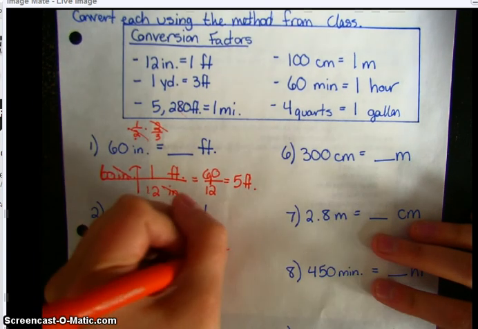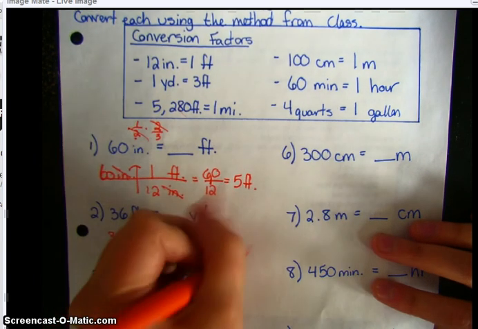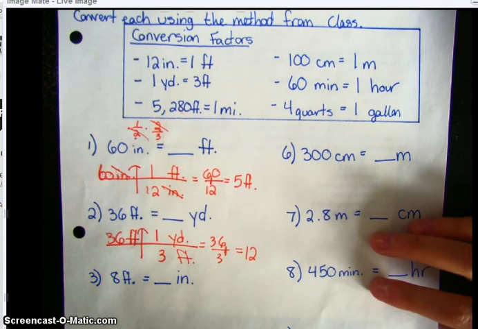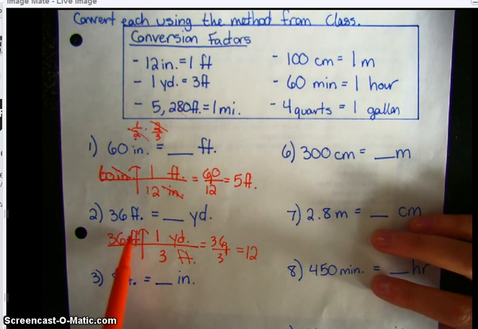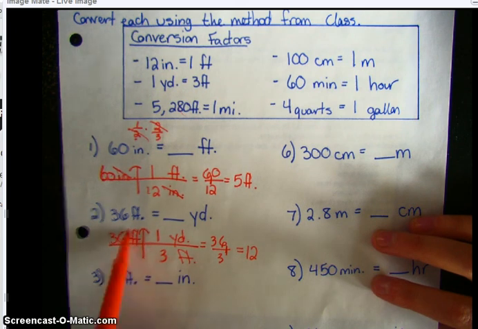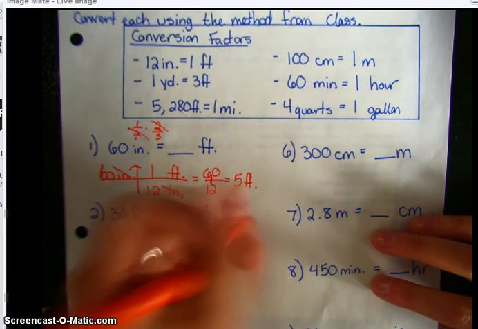Once we do that, we divide. 36 divided by 3 is 12, and then we have to figure out our units. Don't forget to figure out your units. Okay. I have feet in the numerator, feet in the denominator, so those cancel, and I'm just left with yards.